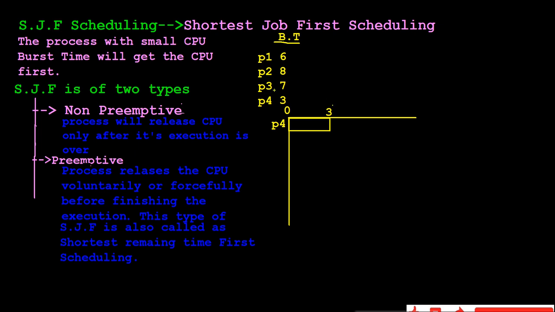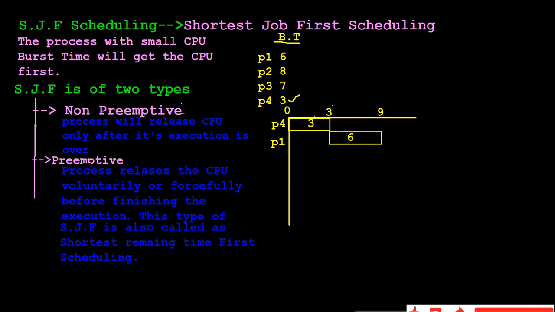In the queue, which processes are pending? P1, P2, P3. Among these three, P1 has the smallest requirement. So after P4, P1 will start the execution at the third second and it will continue for 6 seconds. So it will stop the execution at the 9th second. It started at the third second, executes continuously for 6 seconds, and finishes at the 9th second.